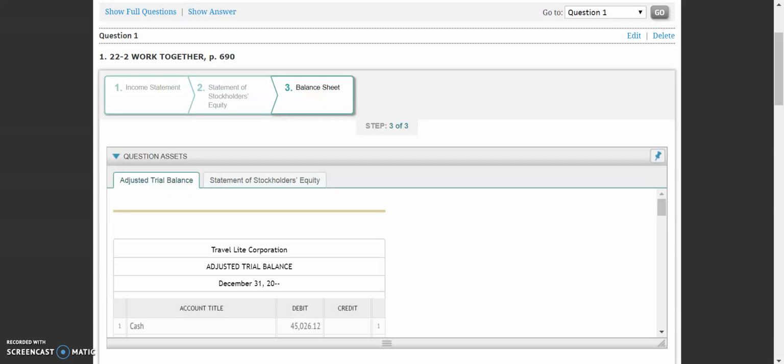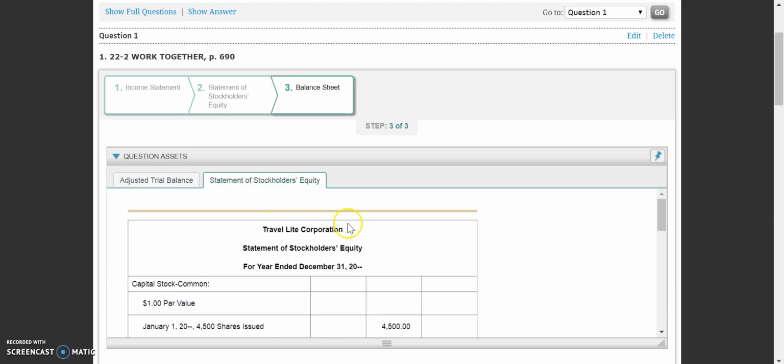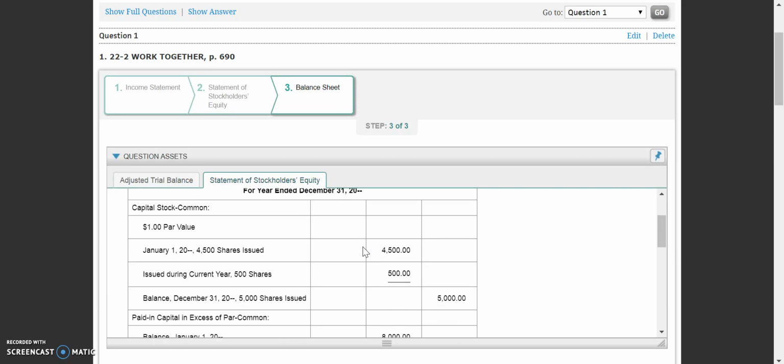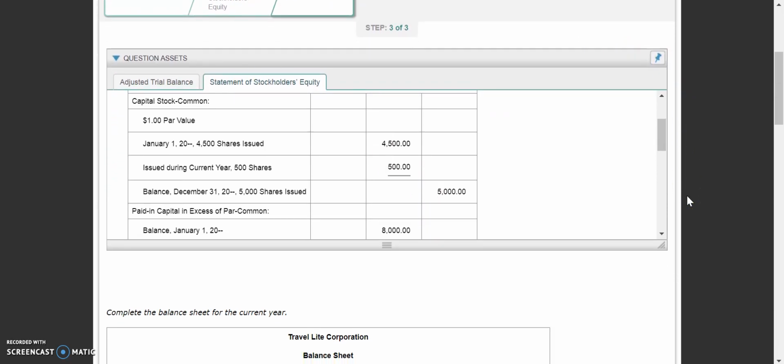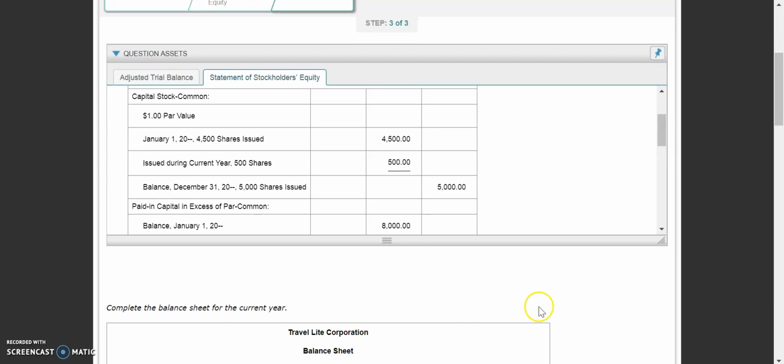Okay, part three is our balance sheet. And with our balance sheet, again, we need our adjusted trial balance that we created in 22-1. And then we also need our statement of stockholders' equity for a few things related to stockholders' equity at the bottom of our balance sheet. So as I scroll down, the instructions are actually quite brief. It just says complete the balance sheet for the current year.